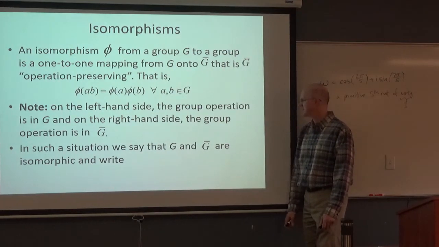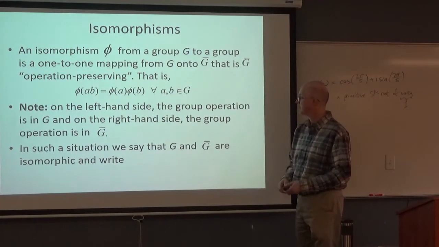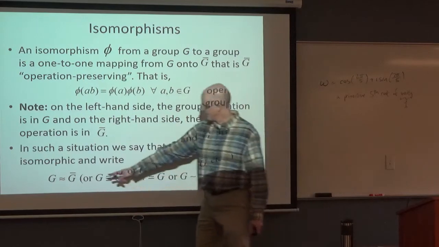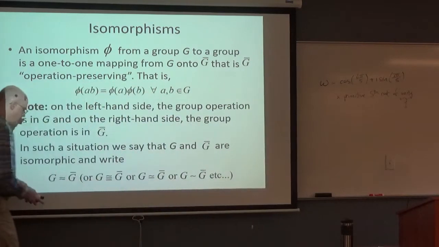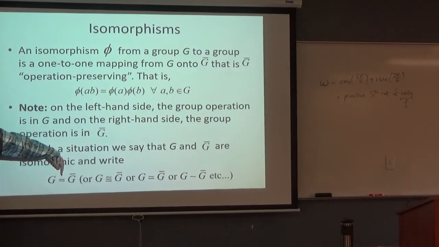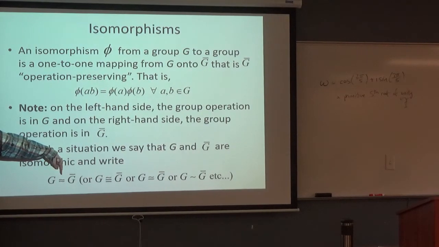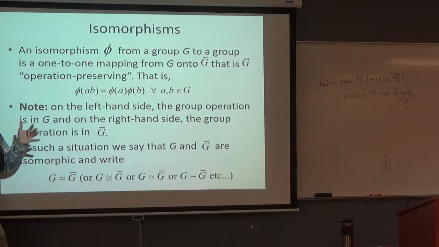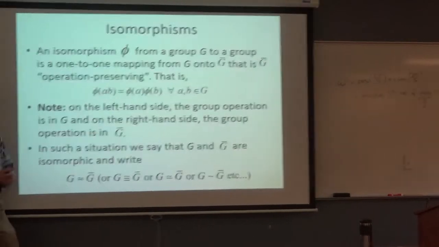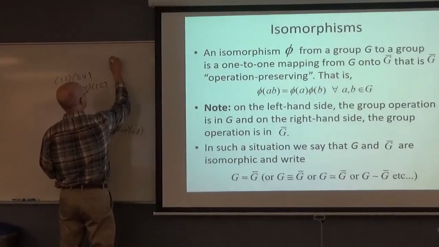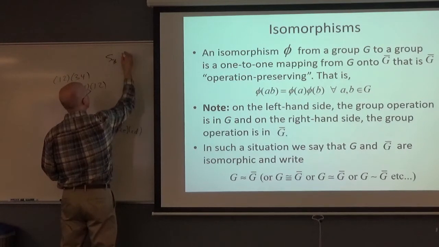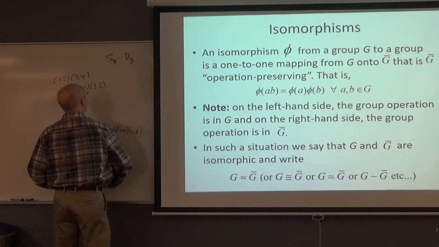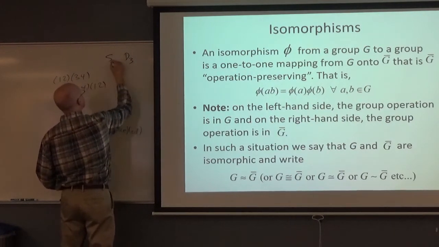In such situations, we say G and G bar are isomorphic, and we write it this way. Our book writes this, and I will try to stay consistent with our book. But don't say approximately equal to, say isomorphic to. They are, in general, different groups. For example, S3 and D3 are different groups.